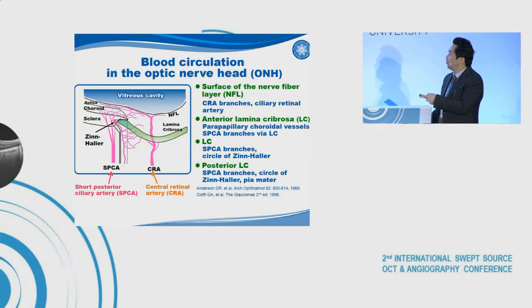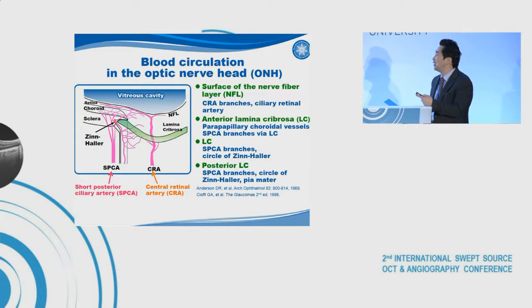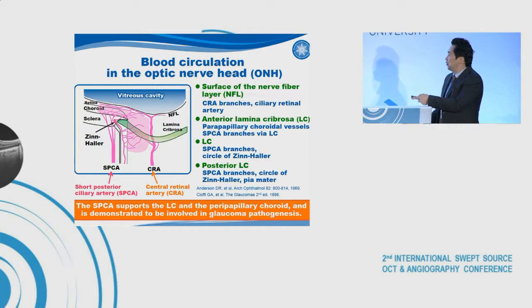The anterior lamina cribrosa, the lamina cribrosa part, and the posterior lamina cribrosa part are also mainly supported by branches of the SPCA and the circle of Zinn-Haller. Interestingly, the SPCA also supports the peripapillary choroid, and this part, as already published, is an important part of glaucoma pathogenesis. So we are interested in measuring the blood flow in this part with SS-OCT angiography.